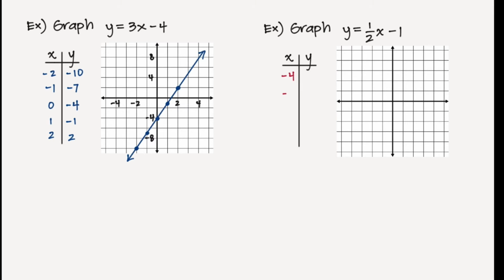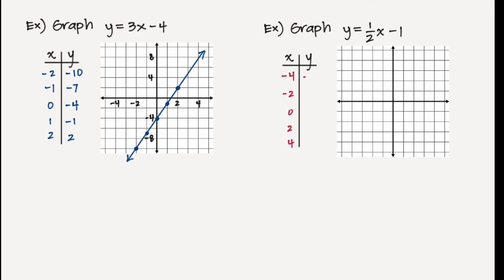Awesome. All right, last one is y is equal to 1/2 x minus 1. And since I'm multiplying my x's by 1/2, I'm going to pick even numbers so that I don't have to deal with any decimals. So let's go ahead and plug these in. 1/2 times -4 is -2, minus 1 is -3. 1/2 times -2 is -1, take away 1 is -2. And then when I plug in 0, that's 0 minus 1, which is -1. 1/2 times 2 is 1, take away 1 is 0. And then 1/2 of 4 is 2, minus 1 is 1.